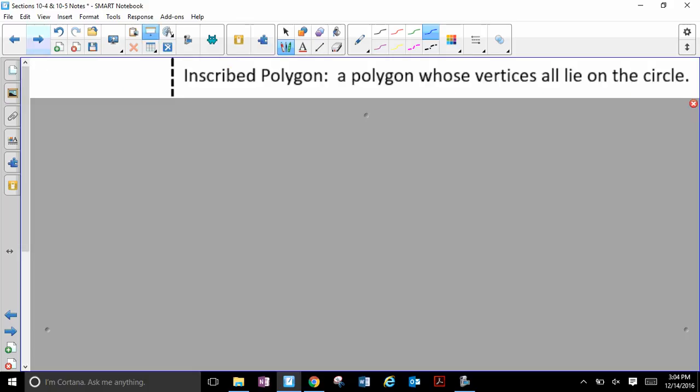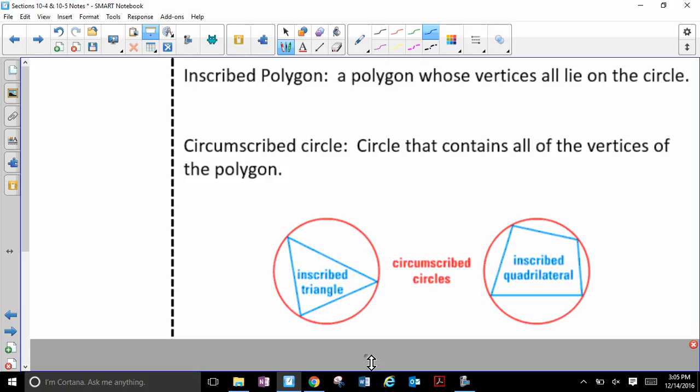All right, so some more notes. We have an inscribed polygon. An inscribed polygon is a polygon whose vertices all lie on the circle. So in my picture down here, the triangle is an inscribed triangle because all three of its vertices are on the circle. Or this is an inscribed quadrilateral because all four of its vertices are on the circle.